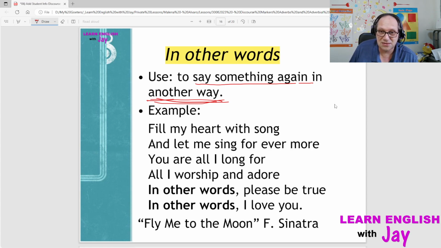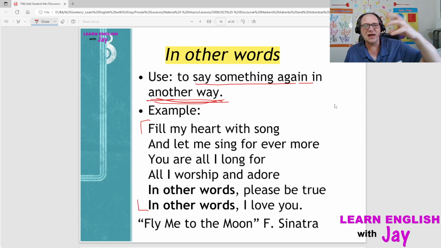So, for example, Fly Me to the Moon by Frank Sinatra. I think this would have been way, way before your time. Actually, it was before my time as well. But I love his music nonetheless. Okay, so: fill my heart with song and let me sing forevermore. You're all I long for, all I worship and adore.